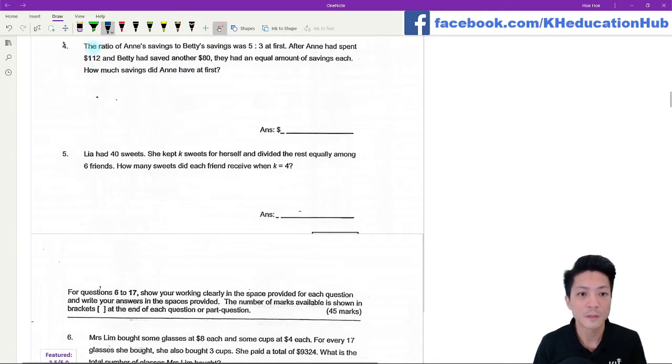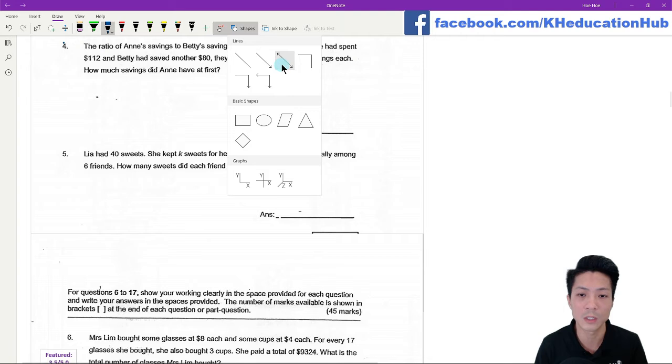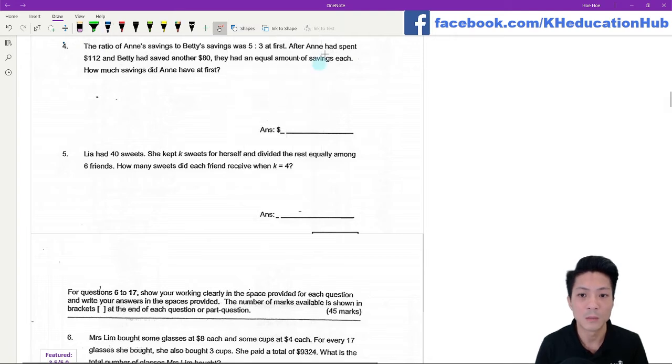Going to question 4. The ratio of Anne's savings to Betty's savings was 5:3 at first. After Anne has spent $112 and Betty has saved another $80, they had an equal amount of savings each. How much savings did Anne have at first? I'm gonna draw a model for those who have problems visualizing it.